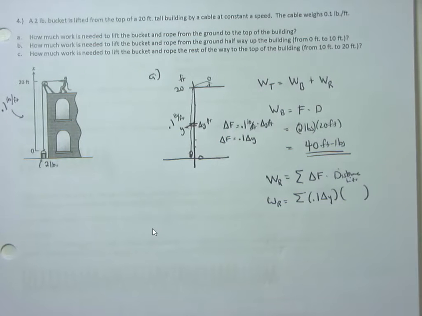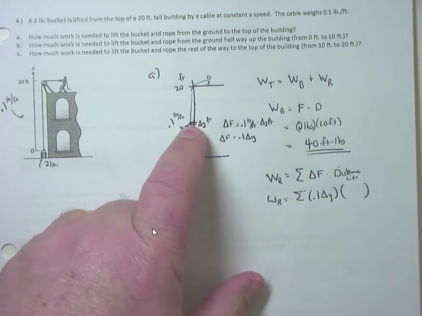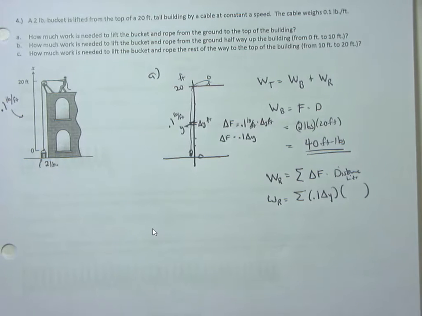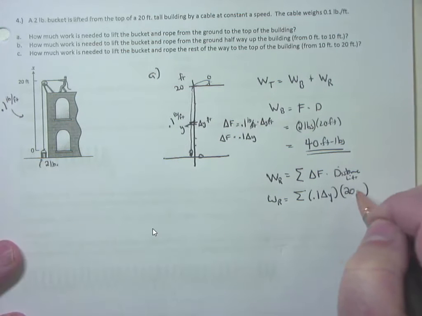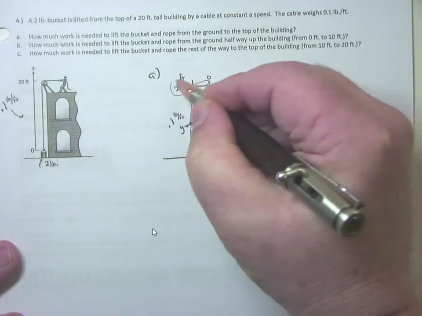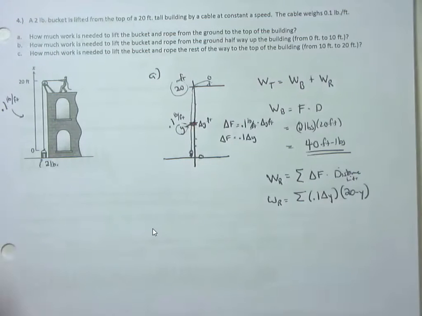What is the distance? I got to take that arbitrary delta y little section of rope. Well, how far do I have to lift it? I got to lift it to my target, which is 20 feet. So what's the distance I have to lift? Very good. 20 minus y. Top minus bottom. The 20 is the target. Y is the arbitrary level I made my cut. It's 20 minus y. Notice I'm doing the same thing over and over and over again. I'm setting you guys up. Does that make sense? Now set up my integral here.